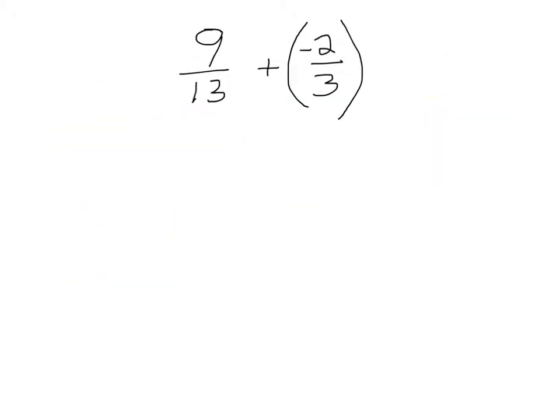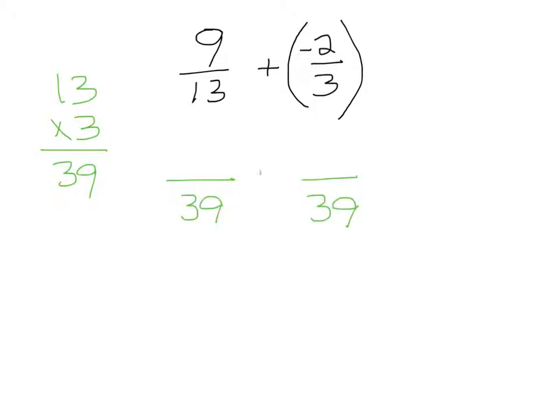Alright, for this problem, we have different denominators once again. So we have to figure out what denominator we want to use. The best way to do this is to say 13, whoops, let me get the marker, 13 times 3 is 39. So our denominator is going to be a 39. I put a plus, and I'm recopying everything. Now, we need to change our top numbers.